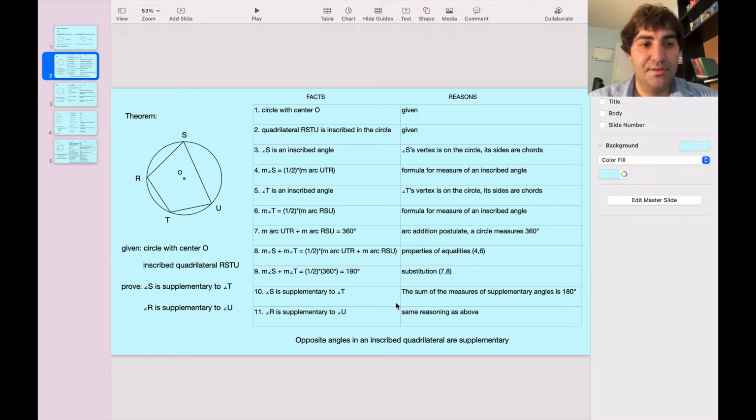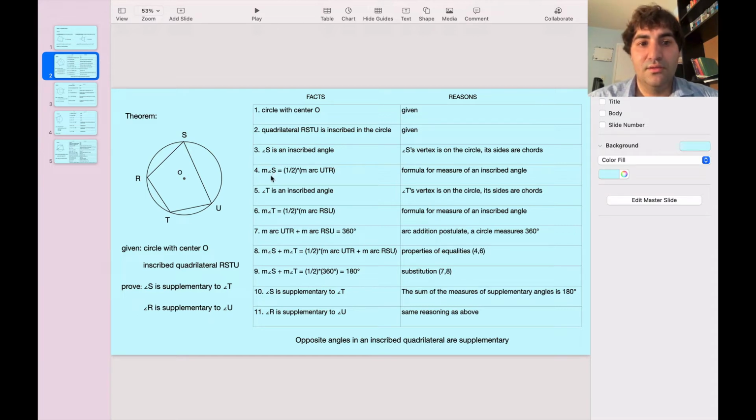So let's go to our theorem. Given a circle center O, inscribed quadrilateral RSTU, angle S is supplementary to angle T, and angle R is supplementary to angle U. That's what we're going to prove. So let's write down what we know. Angle S is an inscribed angle. Its vertex at point S is on the circle, and its sides, segment SR and segment SU, are chords. Remember, a chord is a segment joining two distinct points in the circle.